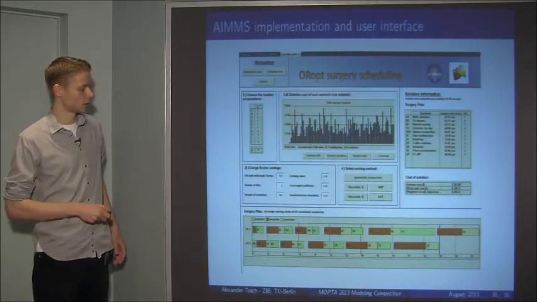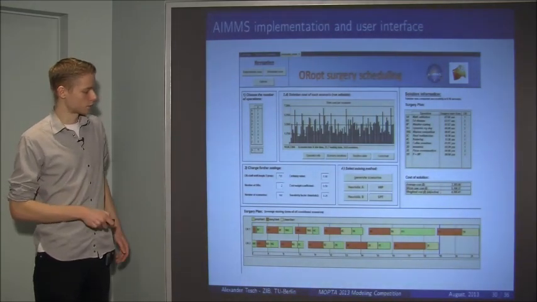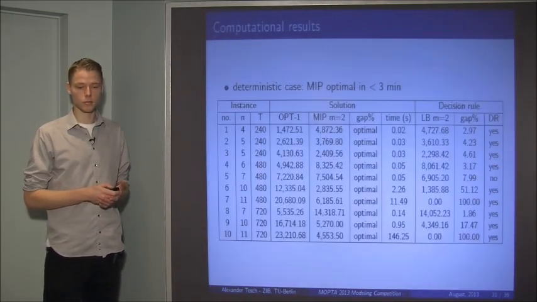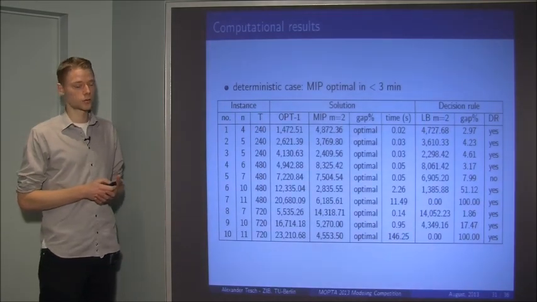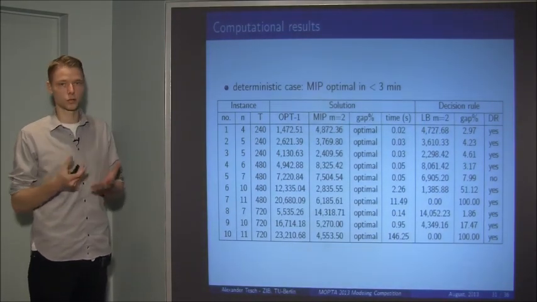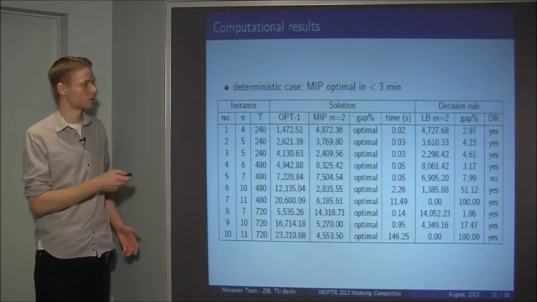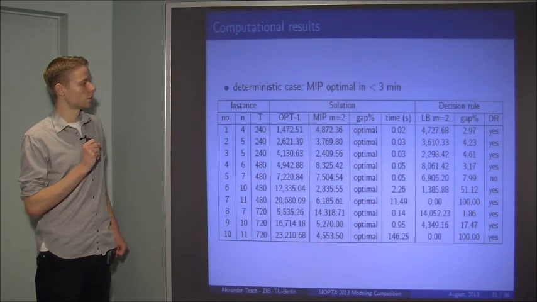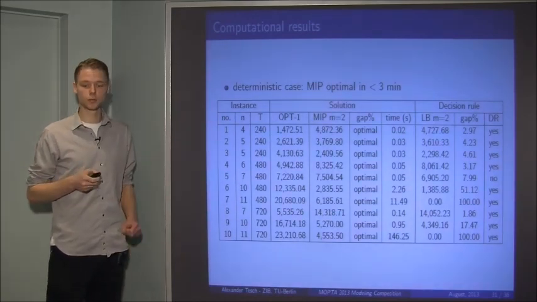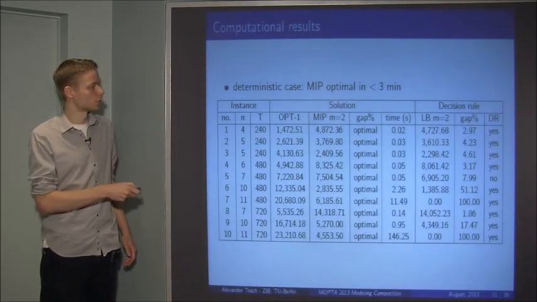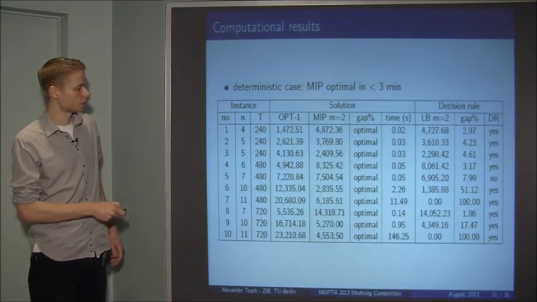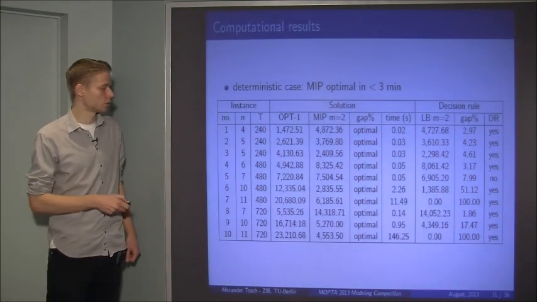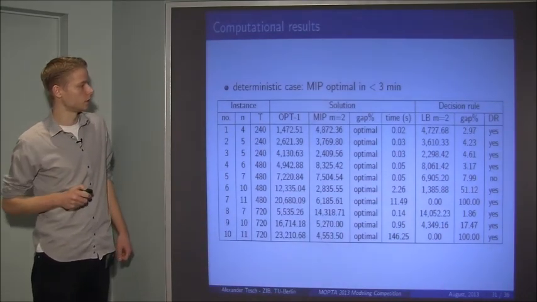And we have some nice tools provided here, such as the Gantt charts, that are very helpful, especially for this problem. And my computation results in AIMMS were computed with CPLEX, because AIMMS has integrated solvers such as CPLEX, and the deterministic case was solvable in not much more than 3 minutes. We were all given input instances that were solvable to optimality in reasonable time.